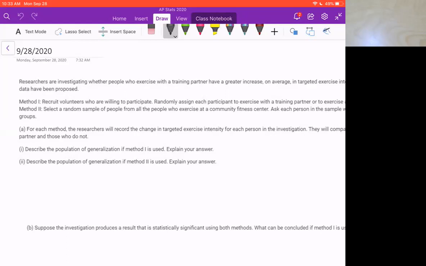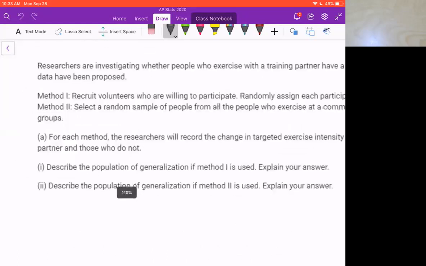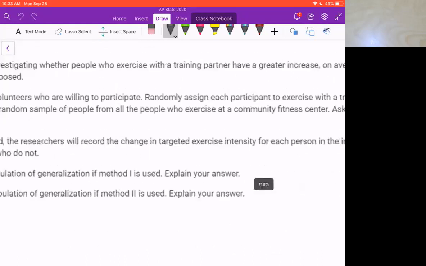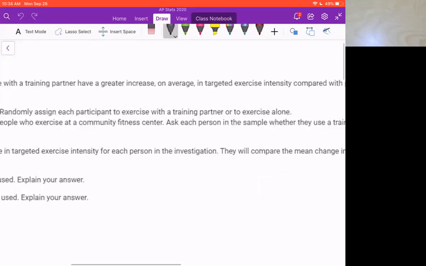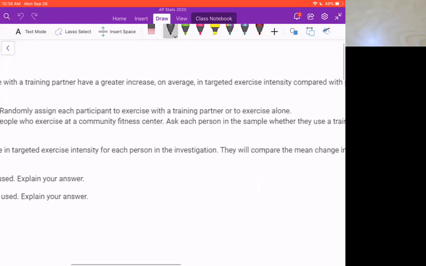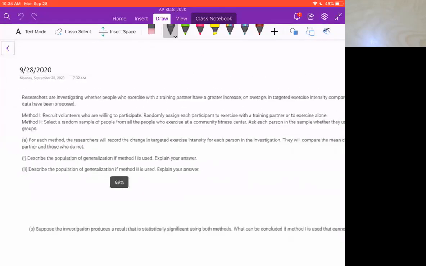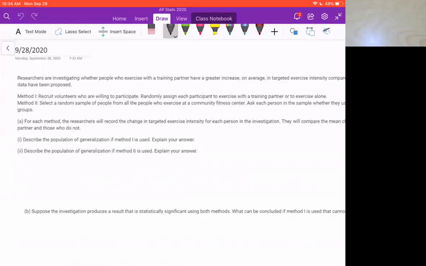So the idea here is we want to know whether that is associated with an increase in the intensity of the exercise if you're actually working with someone. So the way that they're going to figure this out, method one, they're going to recruit volunteers who are willing to participate. And then they are going to randomly assign each participant to exercise with a training partner or to exercise alone. So that's the first option of how to get this data about exercising with a partner versus alone.